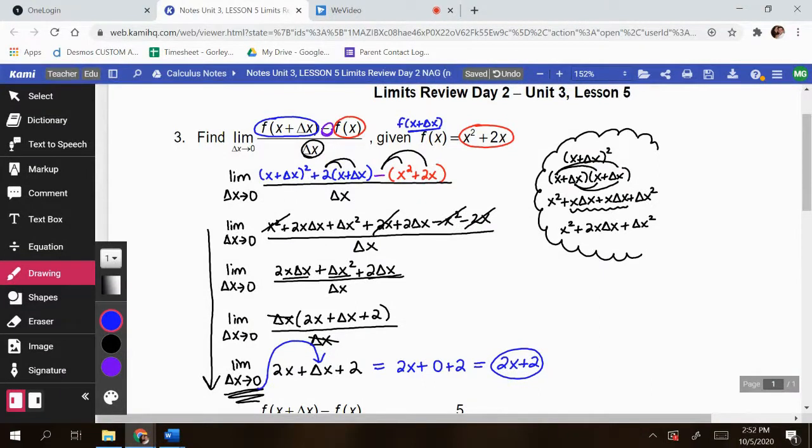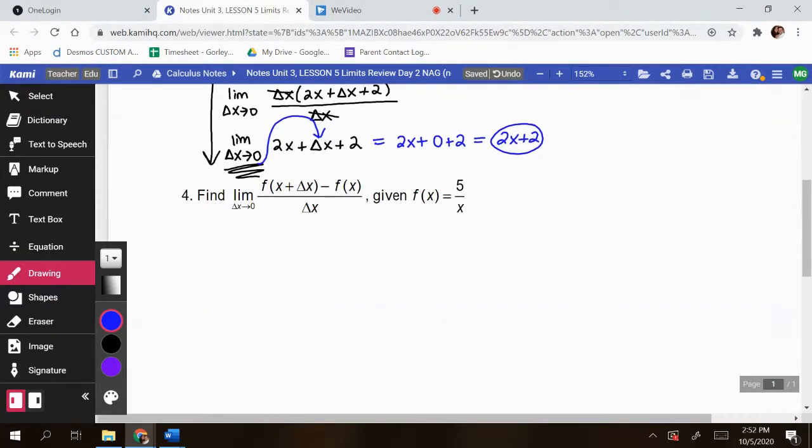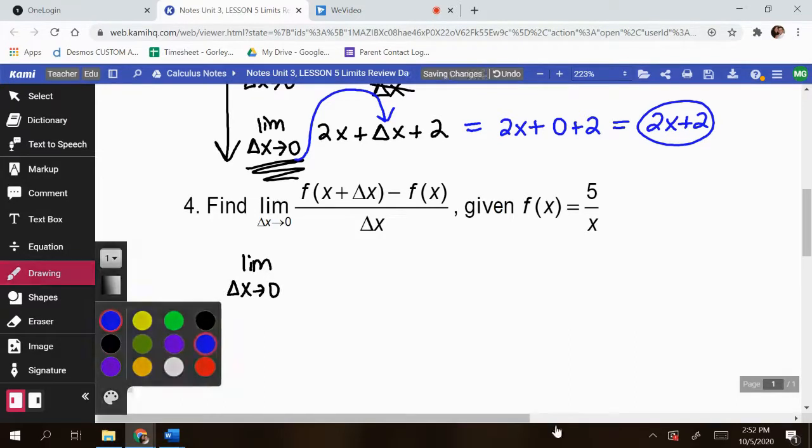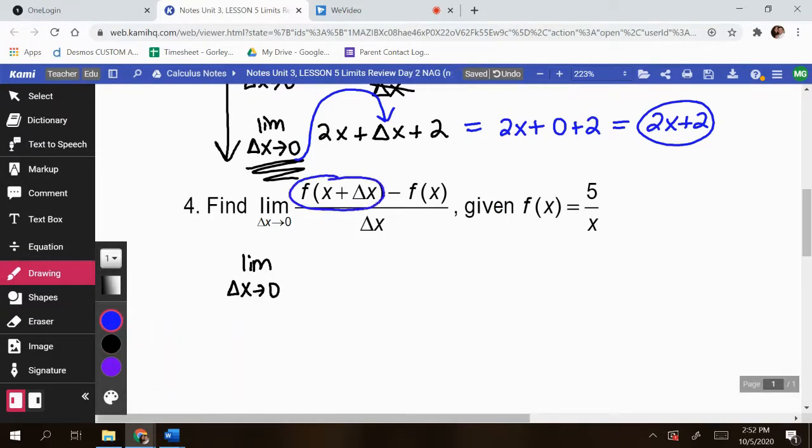Okay, let's try it again down here. I'm going to write the limit as delta x approaches 0 of, let's break this into chunks. We start with f of x plus delta x. So let's imagine what that would look like. What is f of x plus delta x?